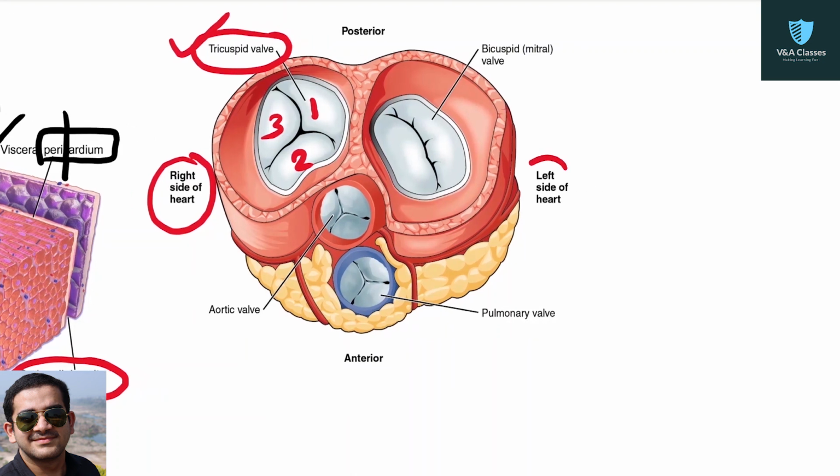Whereas towards the left side of the heart, between the left atrium and left ventricle, we have a valve which consists of only two cusps. This is called a bicuspid valve, and the other name of this valve is mitral valve.